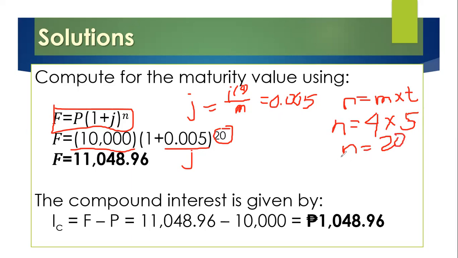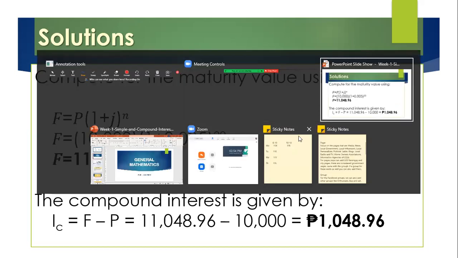Okay, so substitute lang natin yung mga formula na to or yung mga values na to sa ating formula. So, 10,000 pesos times 1 plus 0.005 raised to 20. So, let's see in our calculator.